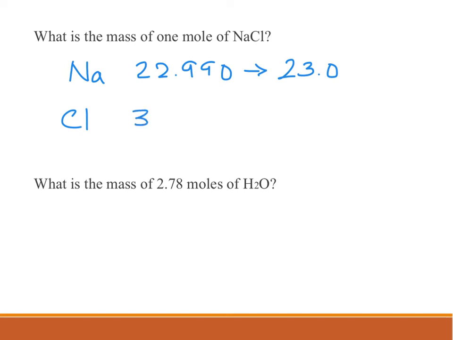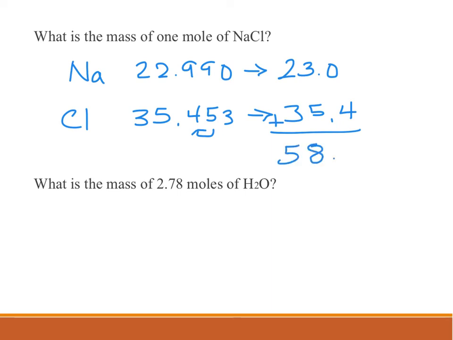Chlorine, on the periodic table, we see that's 35.453. Again, turning that to 3 significant digits, we'll say it's 35.4 because this 5, remember the science rounding off with 5s is that it keeps an even number, so the 4 is not going to change. And then if we add these two together, because sodium chloride will contain 1 of each, you see that 1 mole is going to be 58.4 grams.